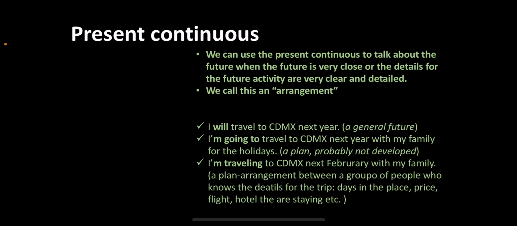So you have there some examples of the difference between the same activity but as a general future with will. I will travel to Mexico City. That's general future, that's a prediction. That same activity as a plan, probably not developed, probably not sure yet: I'm going to travel with my family for the holidays. It's an intention, it's a plan. But the last example is not just an intention, but an arrangement with all the details, days, price, etc. Right? So I'm traveling to Mexico City next February with my family.